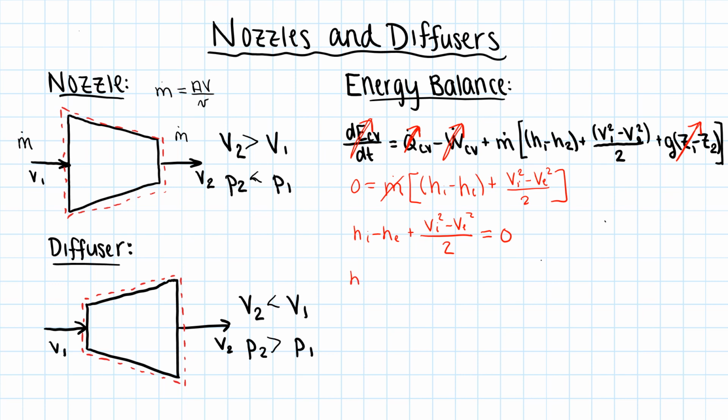You also might see it as h at the inlet plus v at the inlet squared over 2 equals h at the exit plus v at the exit squared over 2. Both these forms of the equation are correct, and they represent a nozzle or a diffuser.